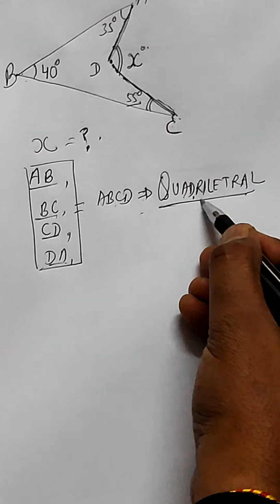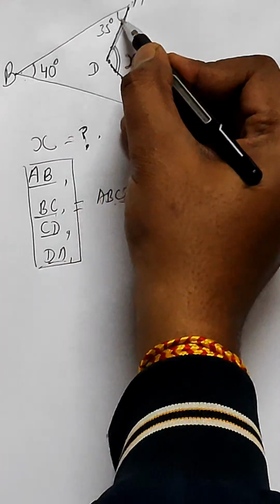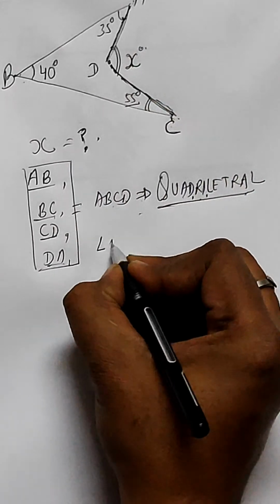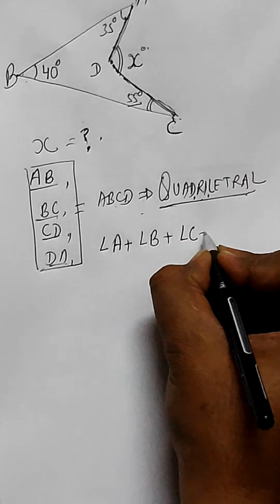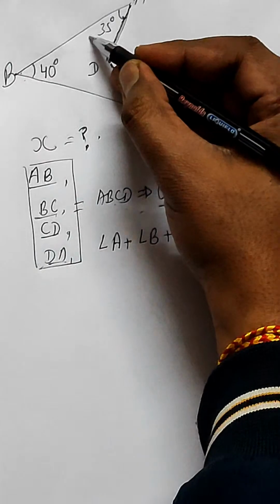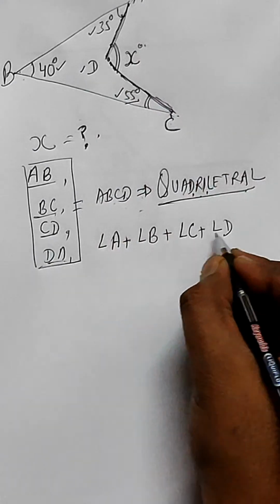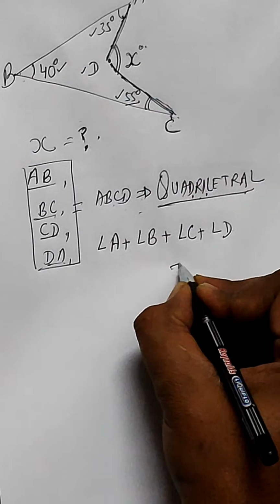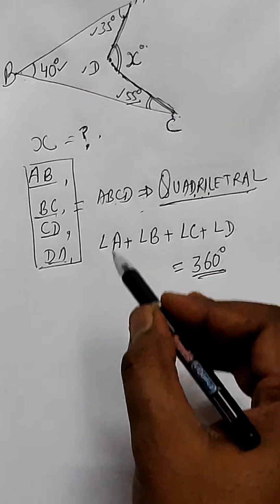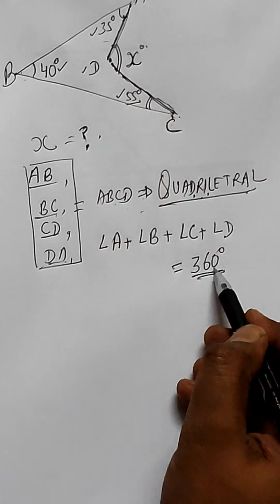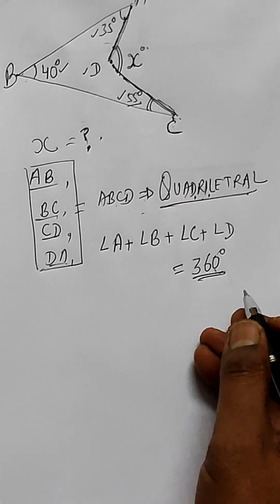If ABCD is a quadrilateral, then we can say angle A plus angle B plus angle C plus angle D, where A is this one, B is this, C is this, and D is this. So all this will add up to give a value of 360 degree. You know why? Because the sum of all angles of a quadrilateral is always 360 degree, right? I hope you understand it.